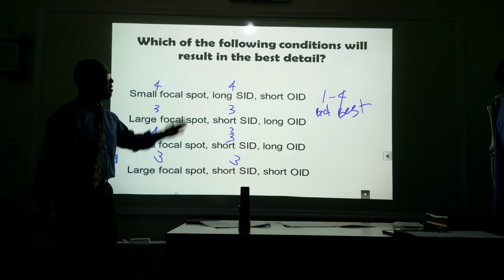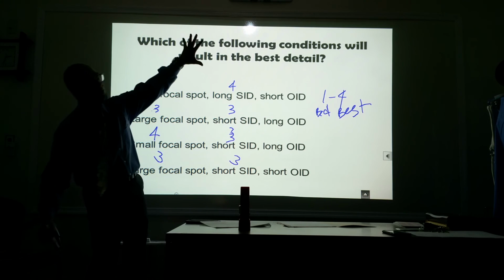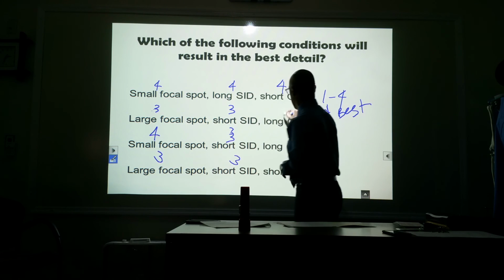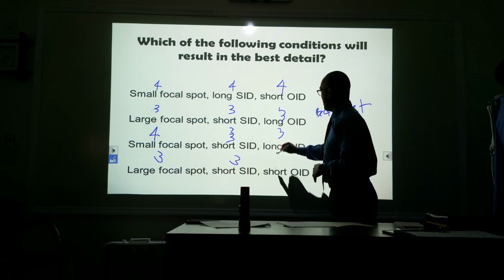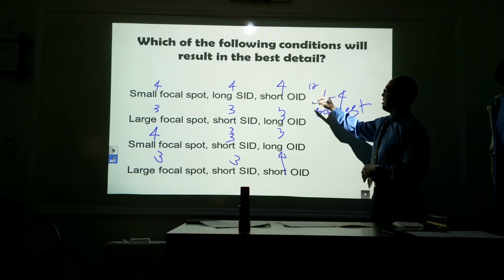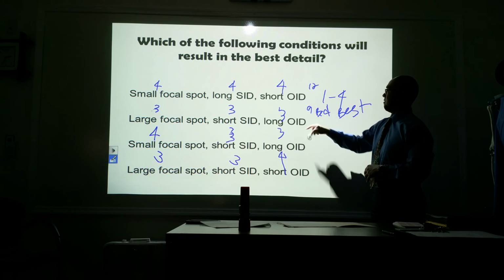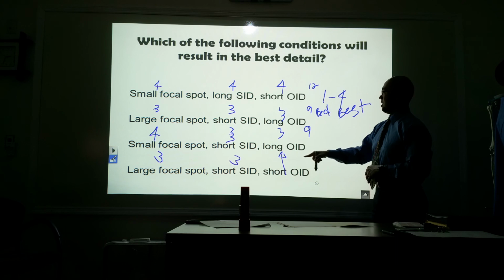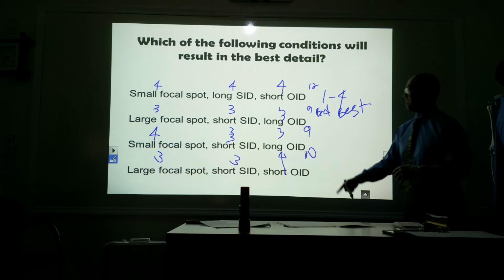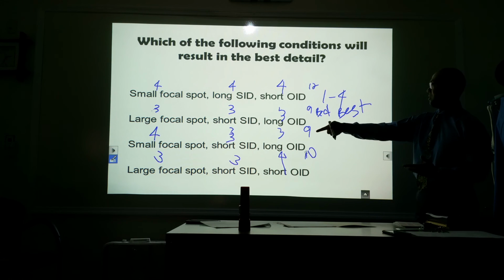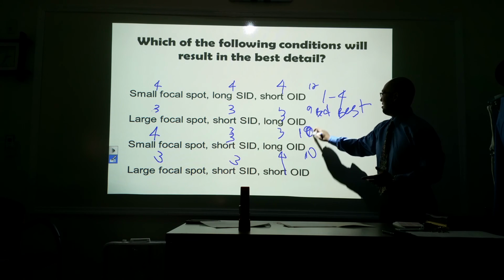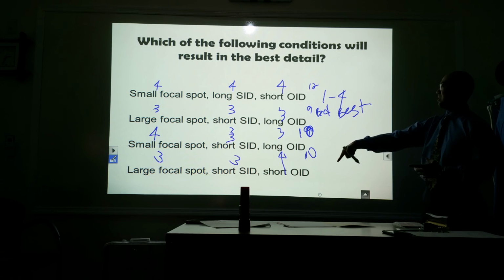Okay, short OID. Do I want my part close to the image receptor or far from my image receptor? Close. So short OID. 4, 3, 3, 4. Okay, let's just add it. What do we have? 12, 9, 7, 9, right? Am I doing this right? And then 6 and 10. Did I do that right, guys? Huh? 10. I can't add. What? 7, 10, that right? That was 10. What's this one? 10. This is also 10? Yes. Okay. This is 10? Okay. How about that one? That's right, right? Yeah. Okay.